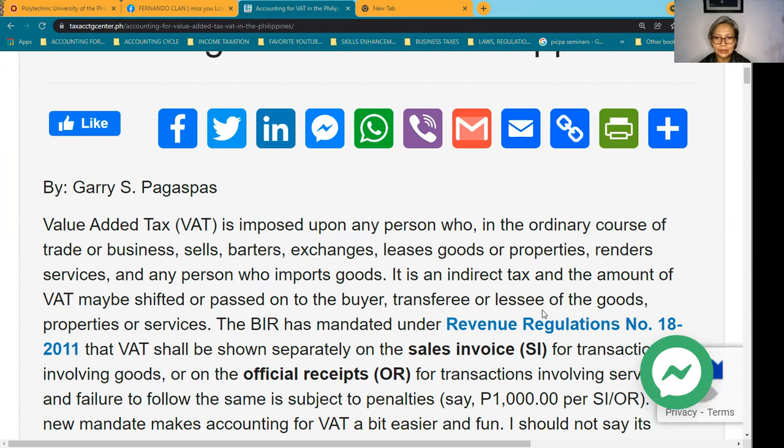The one liable will be the seller because it is tax, but the one who's going to pay it will be the buyer or lessee or transferee. So, hindi dapat kung direct tax yan, liable yung seller yung magbabayad. But this time, liable yung seller, pero ang magbabayad ay ang buyer, transferee, or lessee.